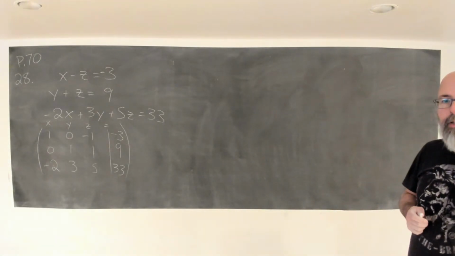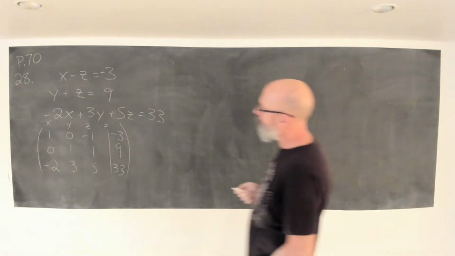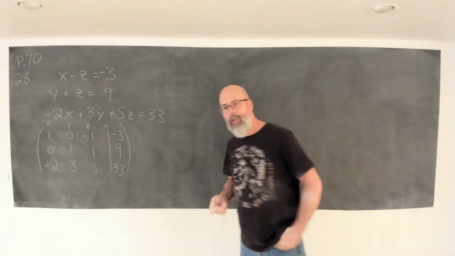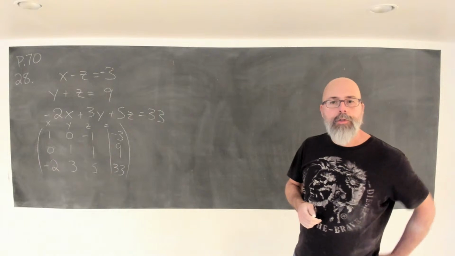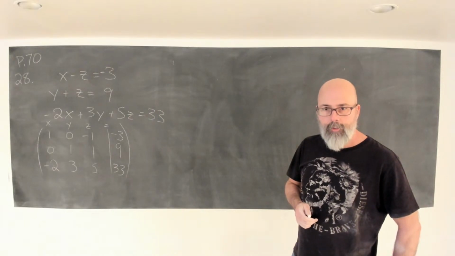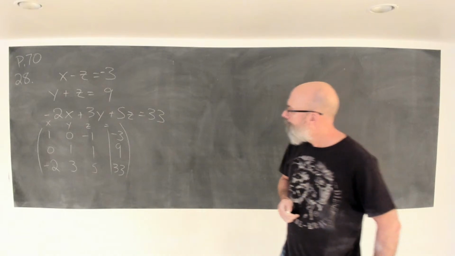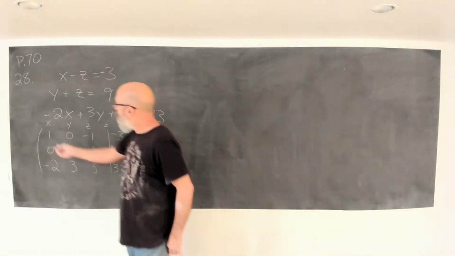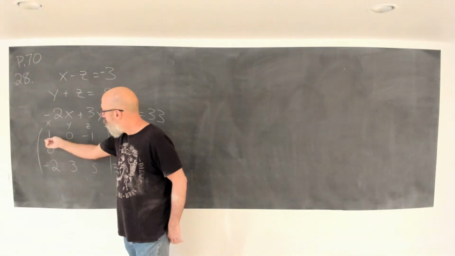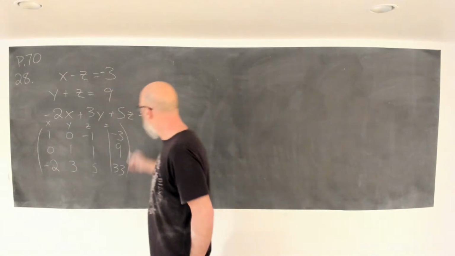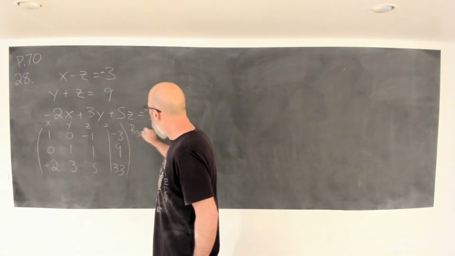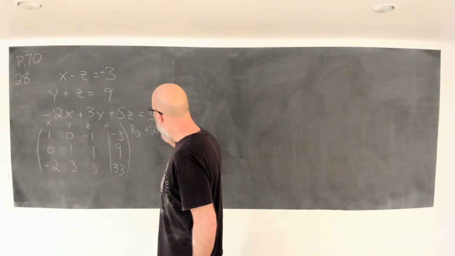So there you go. We have this matrix, which we want to reduce to echelon form. So we have a 1 in the upper left-hand corner. That's nice. Let's use that 1 to get rid of that 2. Row 3 plus 2 row 1.